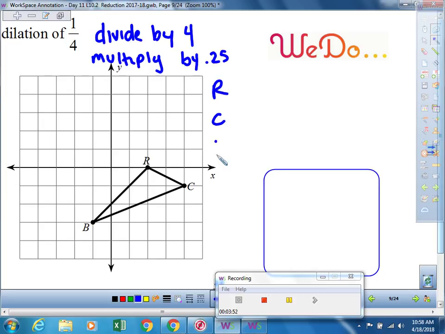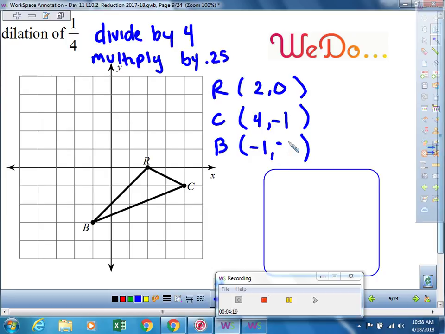R, C, B. R is 2, 0. C, 4, -1. And B, -1, -3.